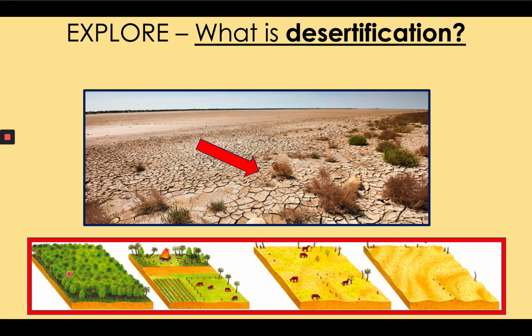This storyboard flow diagram shows the process of desertification from fertile land to a desert. So how does it happen? Well, in fertile land you have lots of soil with nutrients in that allow crops and plants to grow, to the extent that you have forest here.